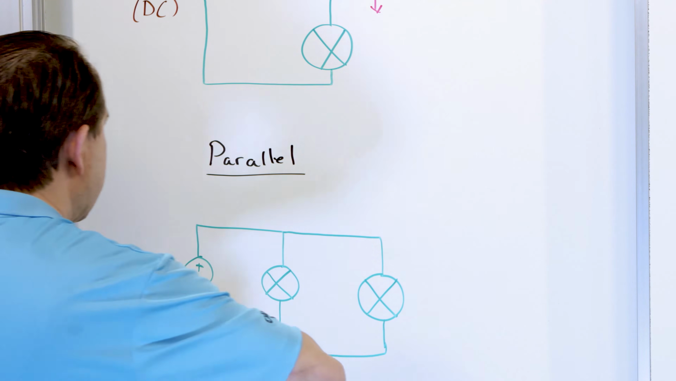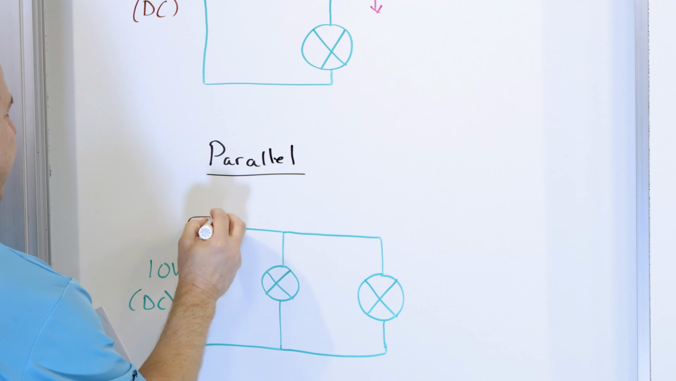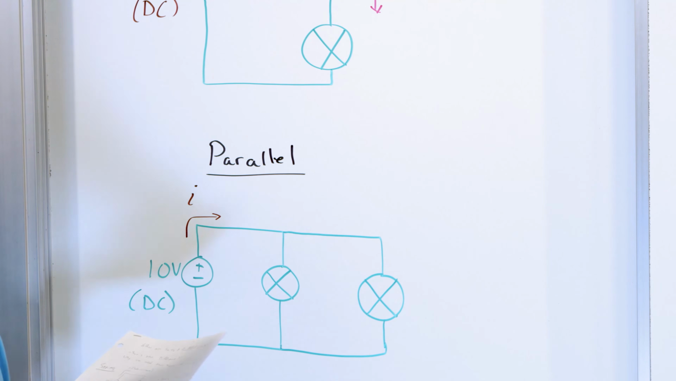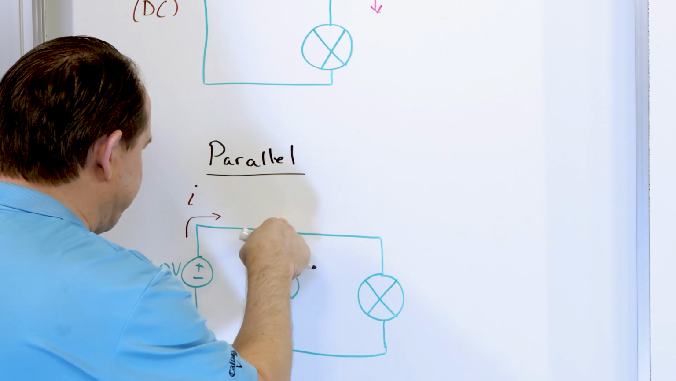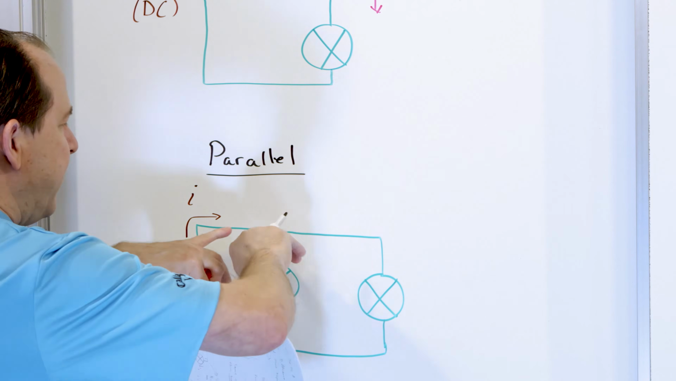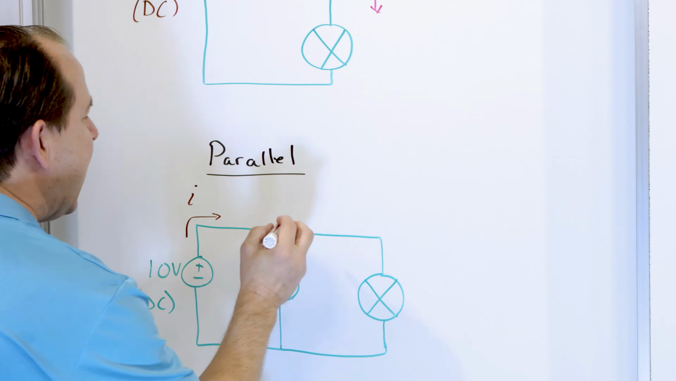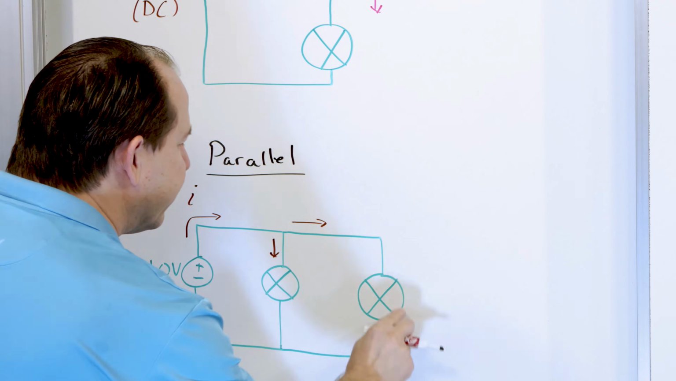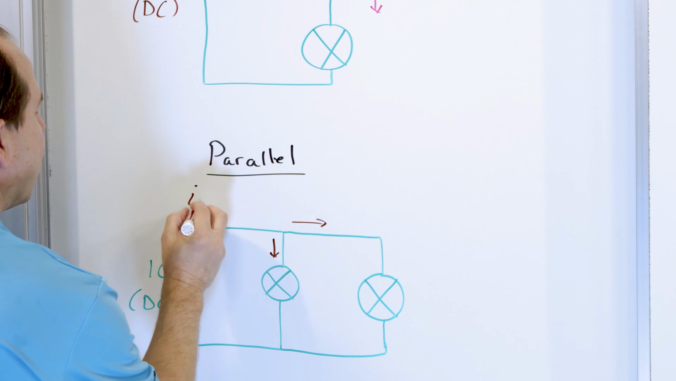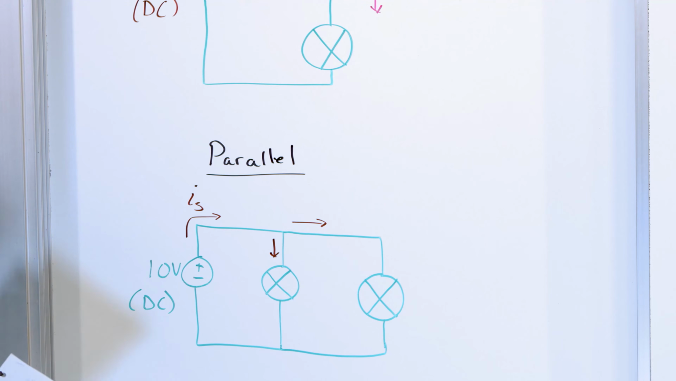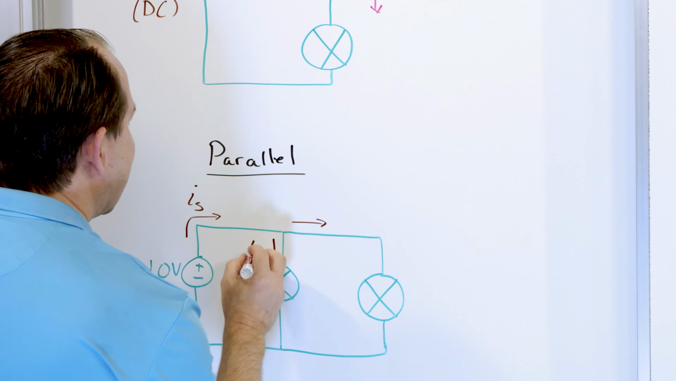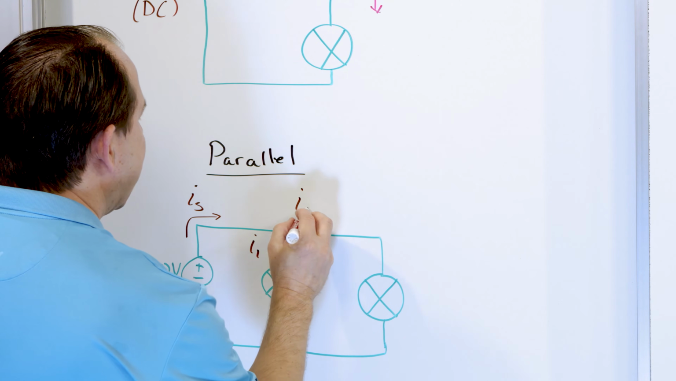In this situation, there is electric current going out through here, right? But when the electric current gets to this point, it hits a branching situation where some of the current has to go down through this bulb and some of the current has to go across through the other branch. So what I'll do is I'll call this the source current here, and I'll label this I1 and I'll label this I2.